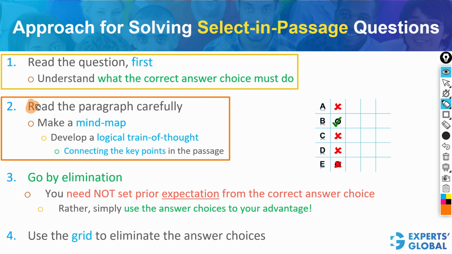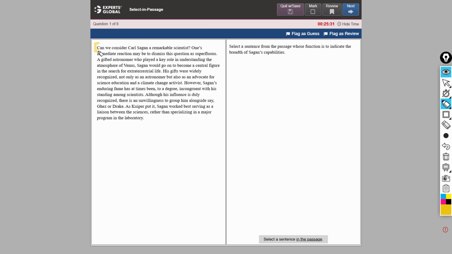The second step is to read the paragraph carefully and develop a mind map that duly connects the key points in the passage. This passage starts by raising a question about whether this scientist should be considered remarkable. Then the passage develops a case for why this scientist should be considered remarkable. Then the passage has a contrast trigger followed by a case for why this scientist should not be considered remarkable. That's our mind map here.